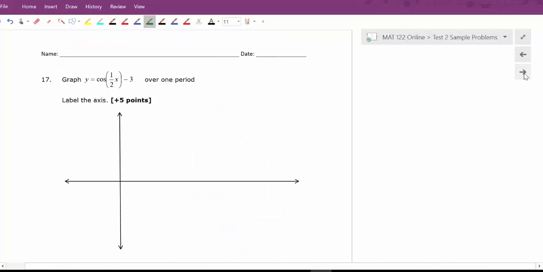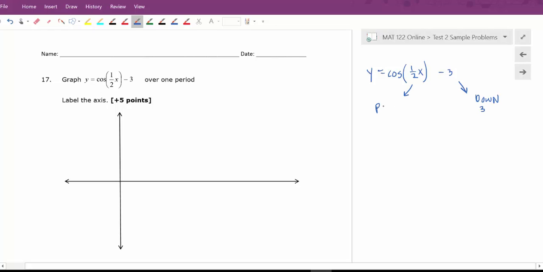Okay, now we're going to do a cosine. And this one's got two different transformations on it. The very first thing that you need to notice on this is you're dealing with y equals cosine of 1/2 x. There's two things going on. This is basically a down 3 transformation, and then this is a period change.